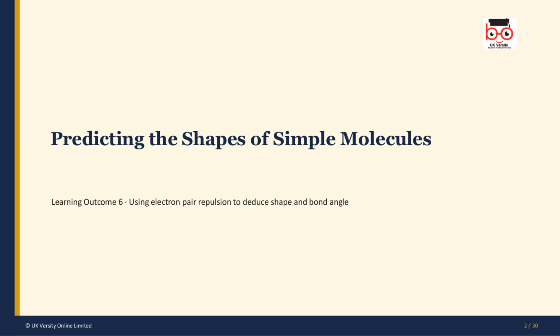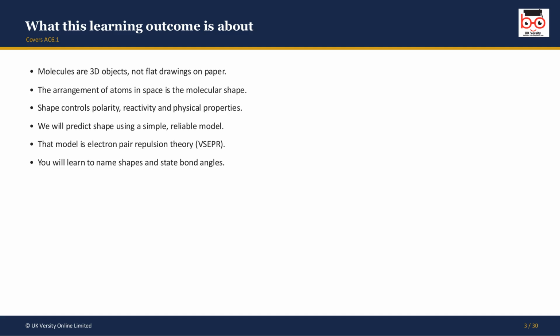In this final outcome, we learn to predict the three-dimensional shapes of simple molecules, using electron-pair repulsion to work out both the shape and the bond angle. Let's dive in.